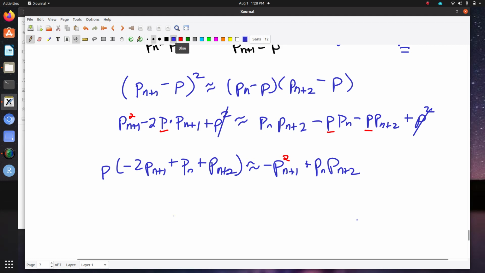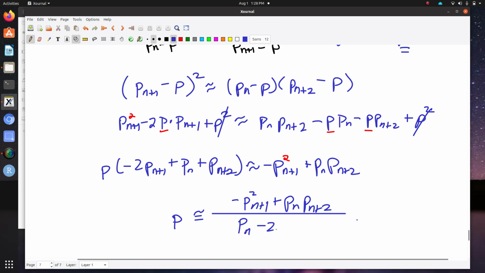Alright, so P is just equal to, or it's approximately equal to, we're going to put this guy on top, and in the denominator, let's just rearrange this so it looks a little nicer. And I think that's fair enough. What do you think? Okay, and you can switch those 2 terms on the top if you prefer. I don't really care.